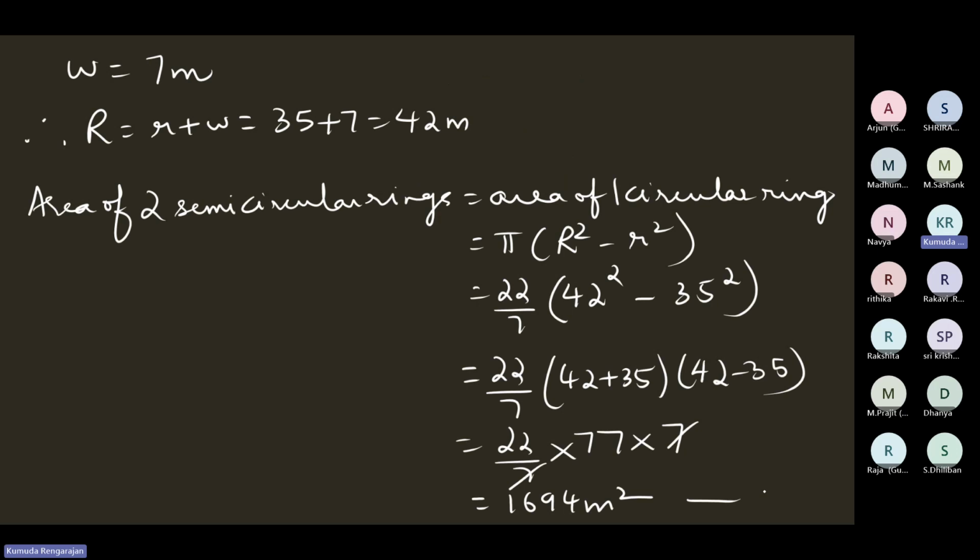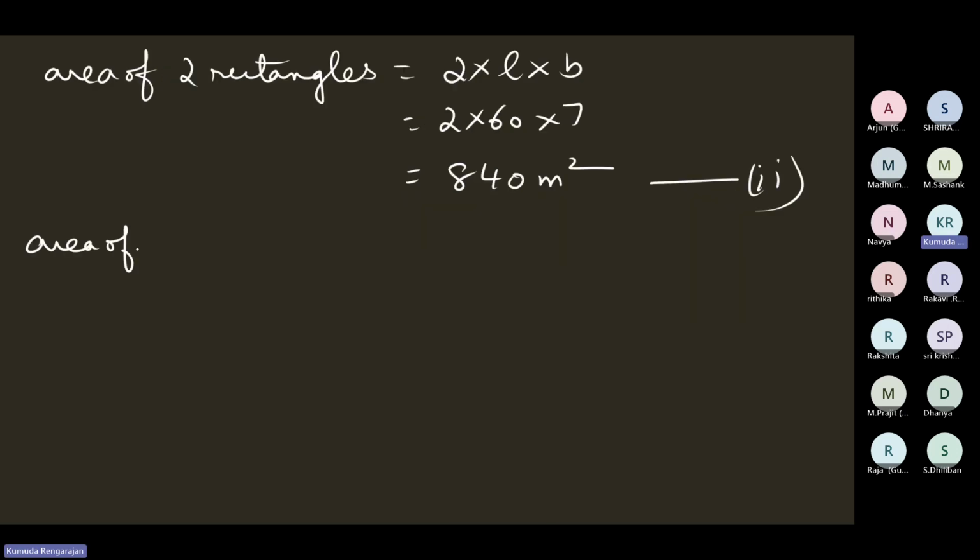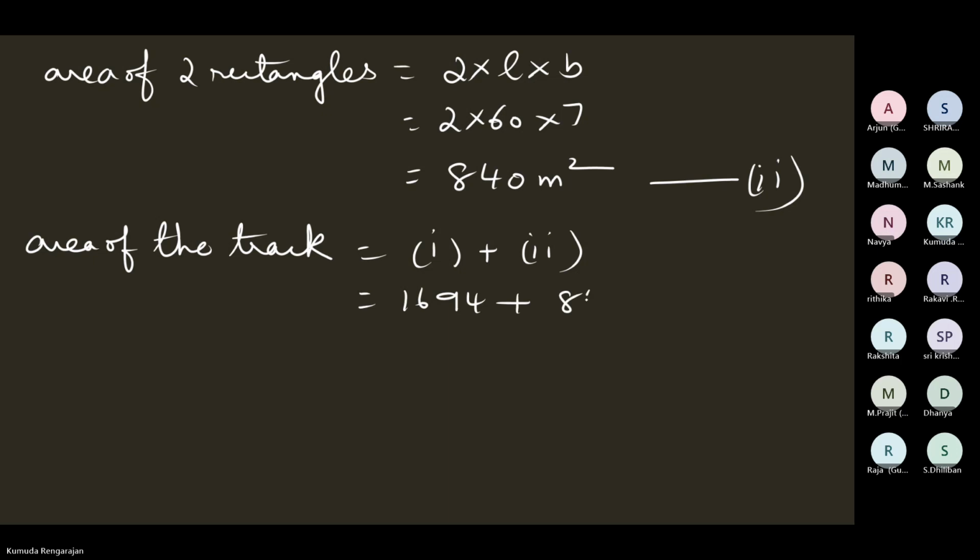So area of the track is equal to 1 plus 2, which is 1694 plus 840. And my calculator says 2534 meter square. Now next is to find the outside perimeter, the outer perimeter.